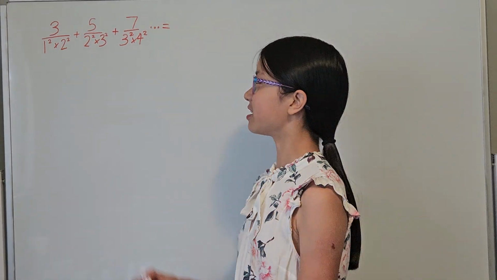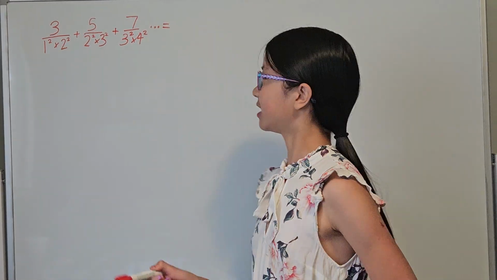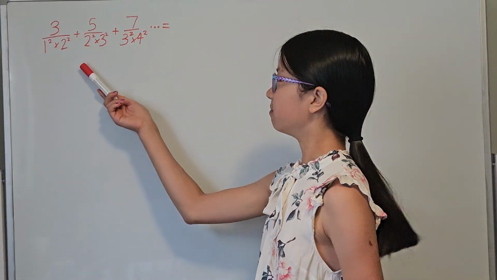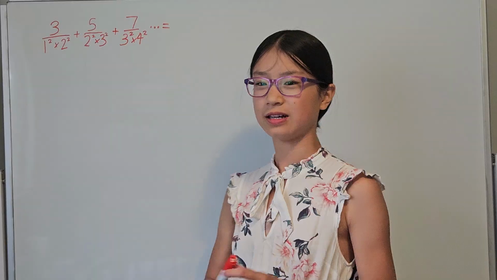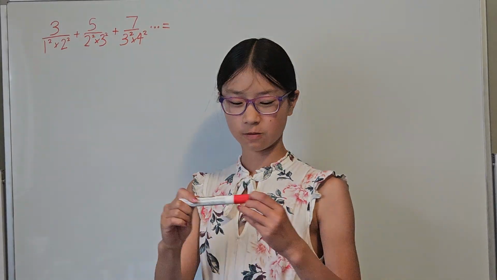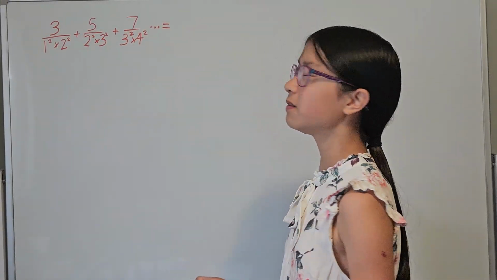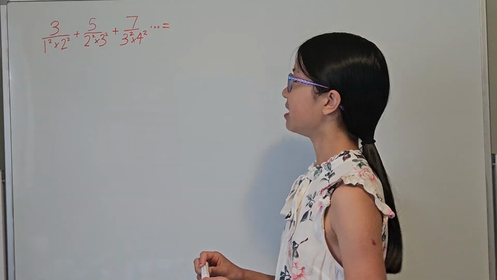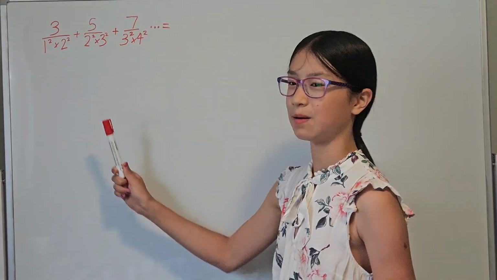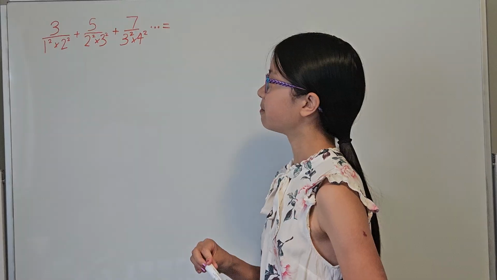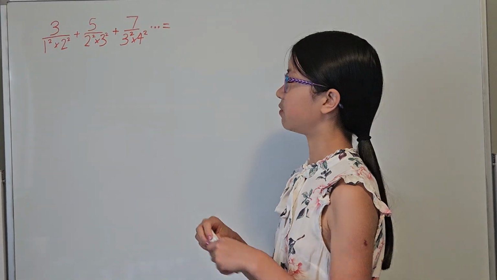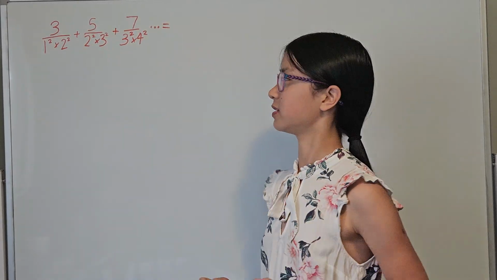Today we have another telescoping problem which has an infinite amount of humongous fractions added up together. So whenever we see these, we need to find a relationship between the numerator and the denominator. So we need to see the relationship between an odd number and a perfect square.